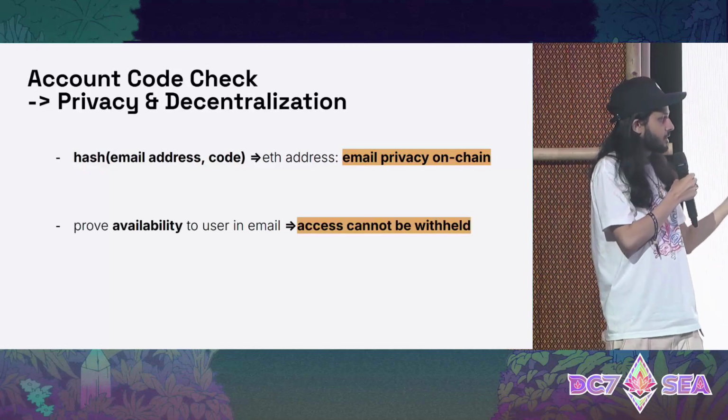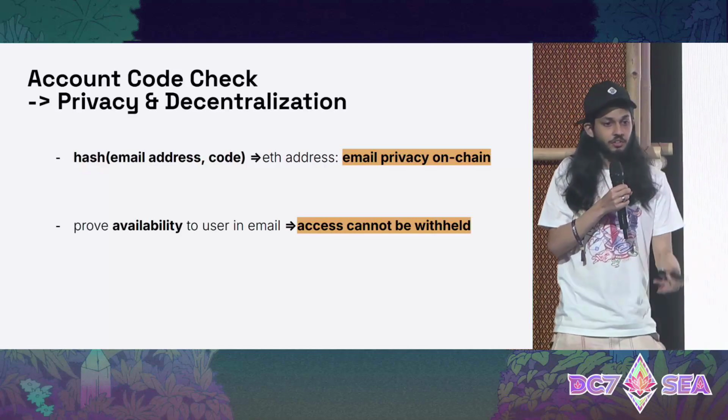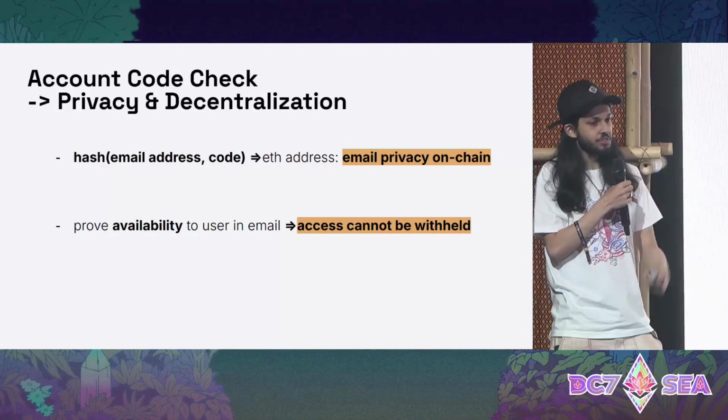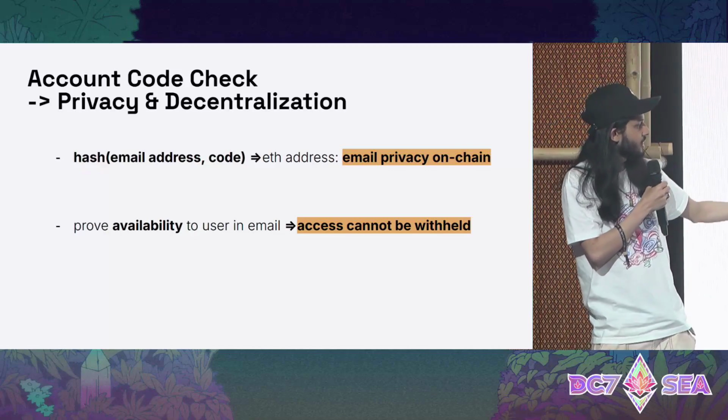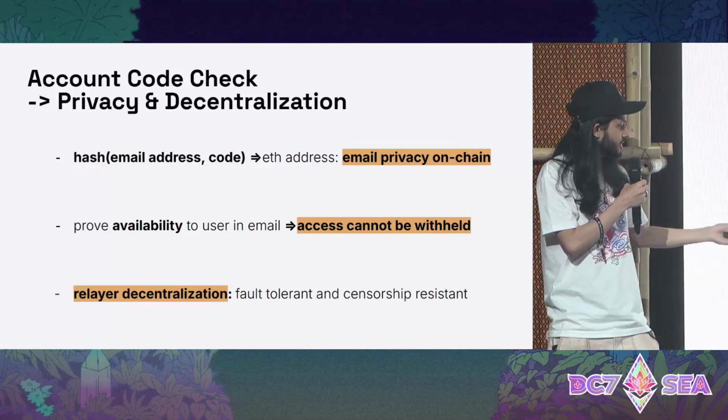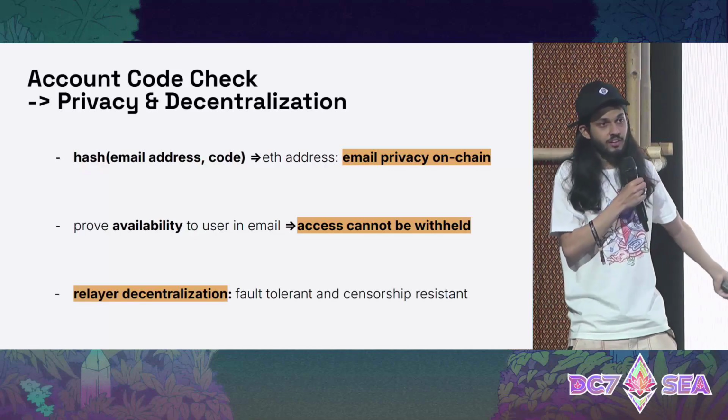We can also prove availability to the user in this email. That is, concretely, we can ensure that access to the user's account cannot be withheld by us going malicious, because as long as they have the account code, they can still transact with that email contract. And finally, it allows for relayer decentralization.